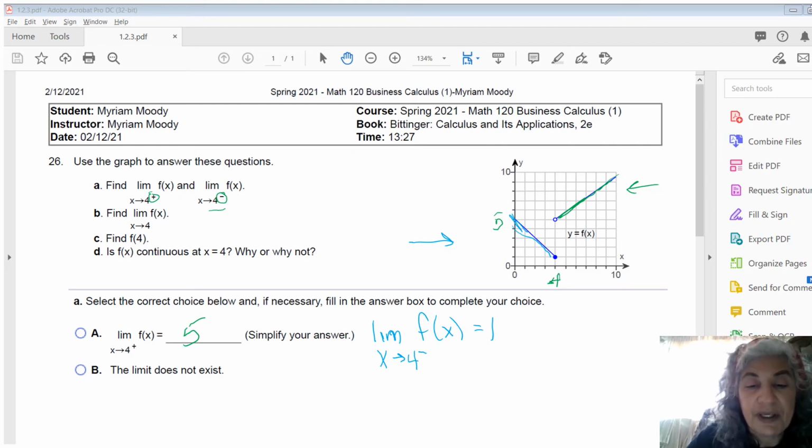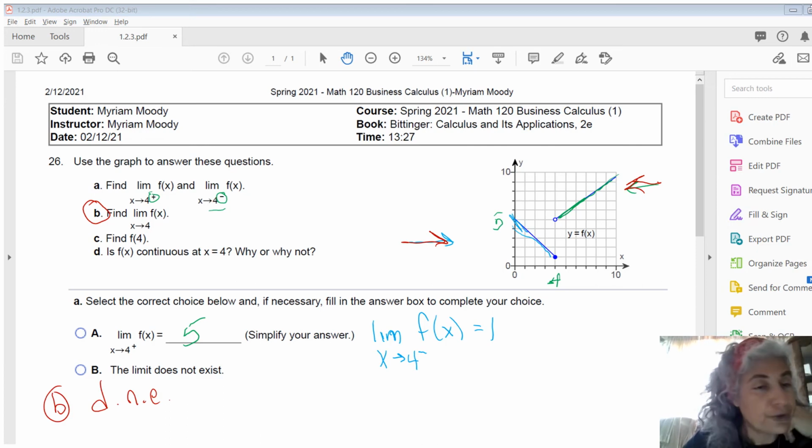So notice part B. Part B then is asking us to find the limit of the function as x actually approaches 4. Well, if from the left and the right it is approaching 2 different numbers, do we have a limit? Good, you remember from a previous lecture, we don't have a limit. So on part B, the limit does not exist. Does that make sense? Your limit does not exist for part B. Good? Okay, let's look at part C.